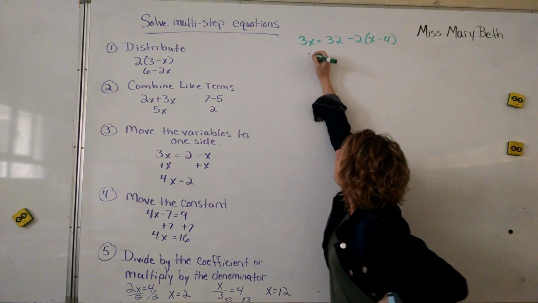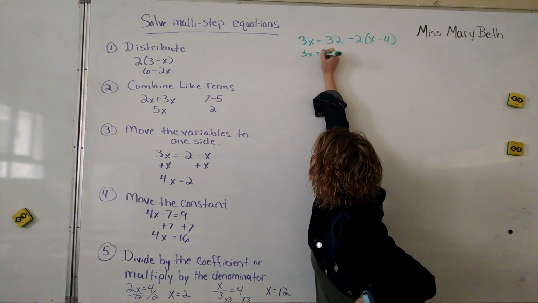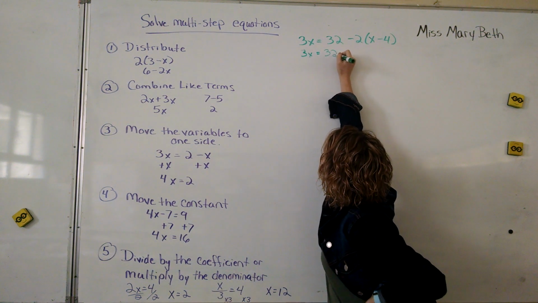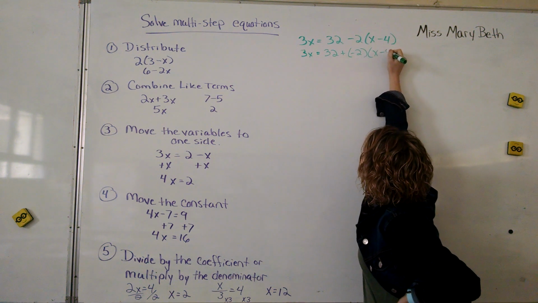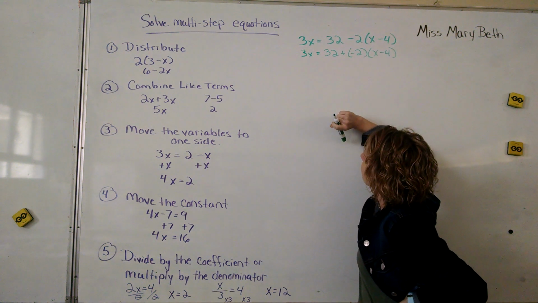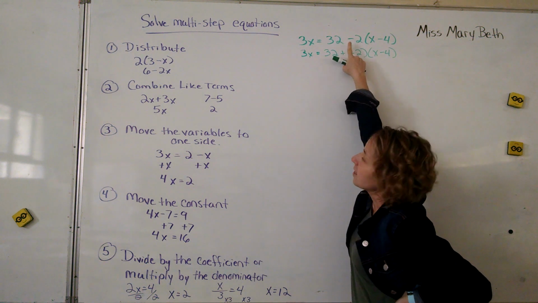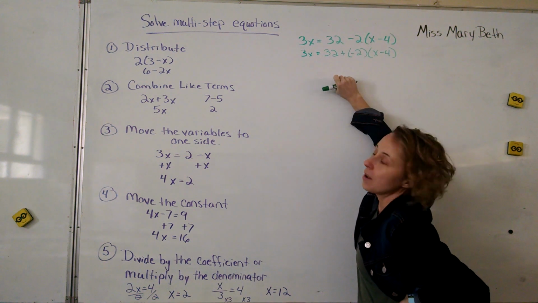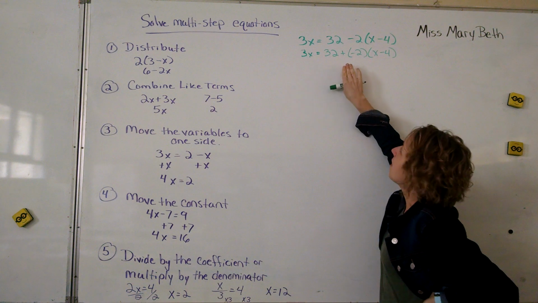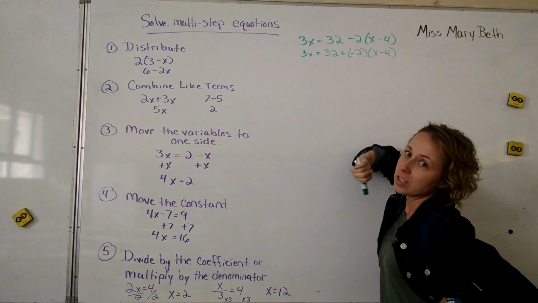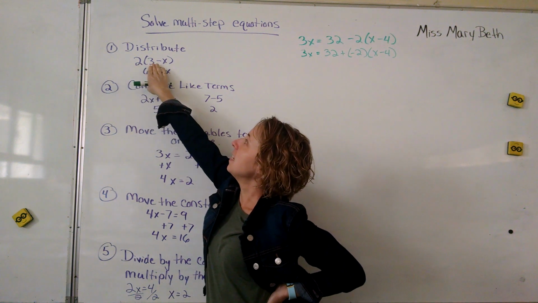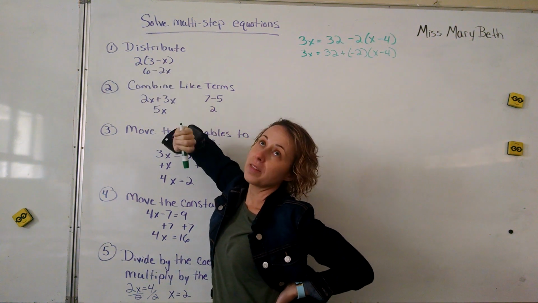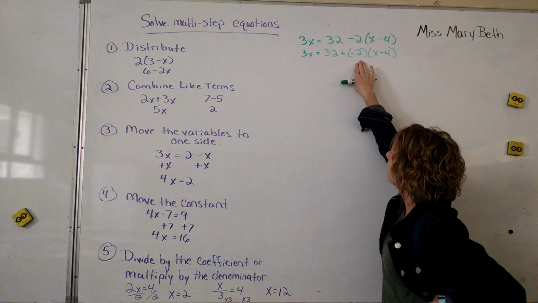When I think of this problem, I think of it as 3x equals 32 plus negative 2 times x minus 4. We learned to rewrite this last year, that subtracting a positive number is the same thing as adding a negative. That's going to help us with our signs when we go to distribute. When we distribute, we multiply the number times each of the numbers in the parentheses. So that's what we'll do here.